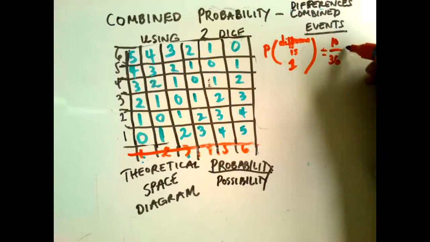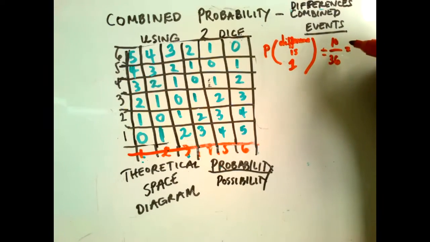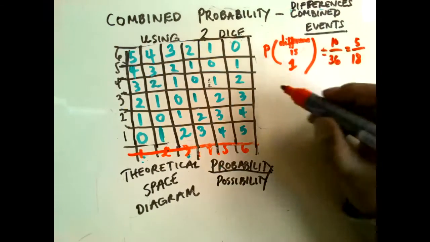And you reduce this into simplified form. 10 and 36 both divide by 2, so 10 goes to 5 and 36 goes to 18. So that's your answer in number one.